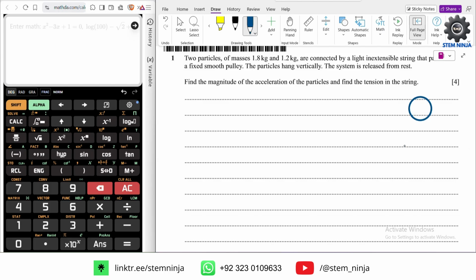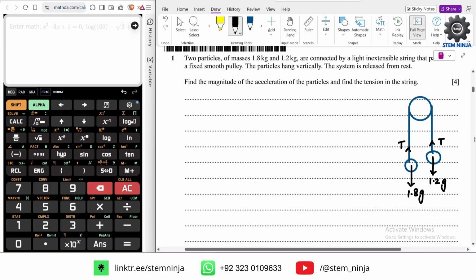Let's say for example, this is the pulley, and from this are hanging two objects. Let's call them A and B. One weighs 1.8 kg, so 1.8 g will be the weight, and the other one will be 1.2 g weight. Since it is a single string, the tension would be the same, and the acceleration would be this way because this is heavier. Right, so we make two equations for this.